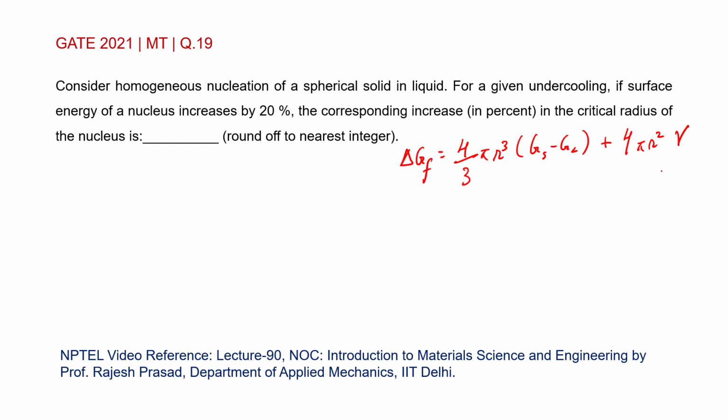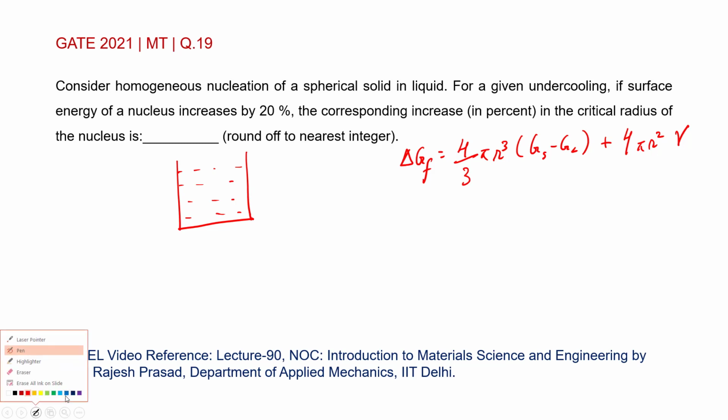Okay. So if I have to show it to you, let us say this is a liquid and there is a spherical nucleus which is solidifying. It is having a radius r. And the temperature is less than the melting point temperature, so the liquid is undercooled.